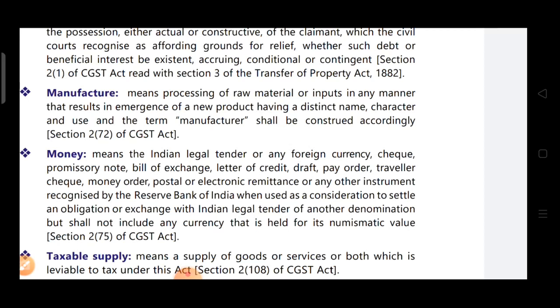Now, money means any Indian legal tender, and it includes promissory note, bill of exchange. These all are included, which are recognized by RBI. Those instruments which are recognized by RBI are included in money, and which are used as a consideration to settle any obligation. Consideration is required. So money means all these instruments which are used as a consideration to settle an obligation. And what is excluded from the definition of money? Any currency that is held for its numismatic value.